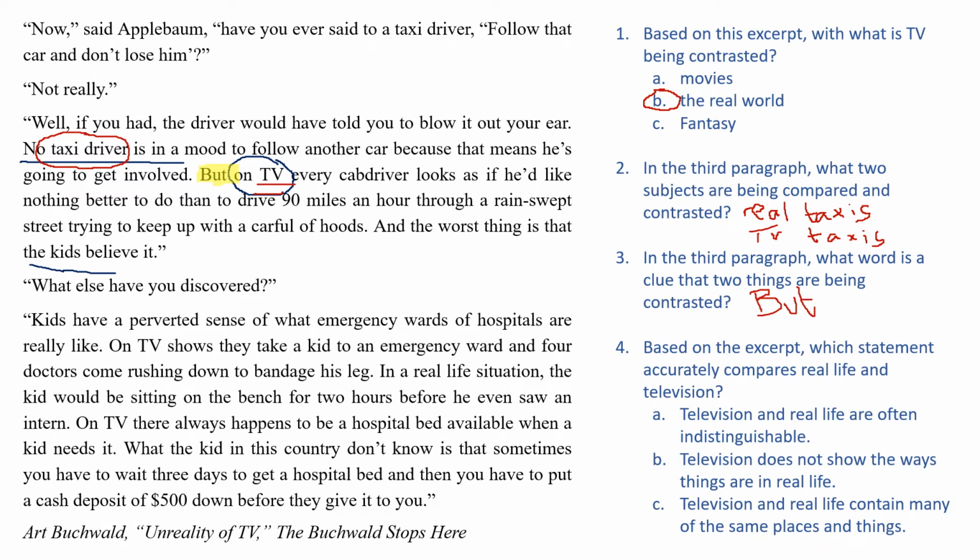Question number 4, based on the excerpt, which statement accurately compares real life and television? A, television and real life are often indistinguishable. Indistinguishable means you cannot tell the difference. They are so similar, you do not know which one is which. But this third paragraph shows the difference between TV and real life. So answer A cannot be correct. B, television does not show the way things are in real life. That sounds like a good answer. The third paragraph shows about real taxi drivers and TV taxi drivers and how different they are.